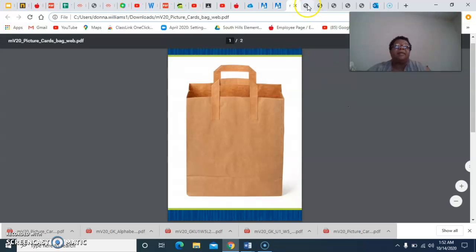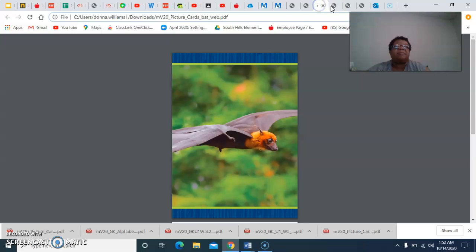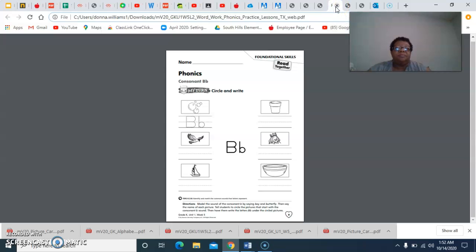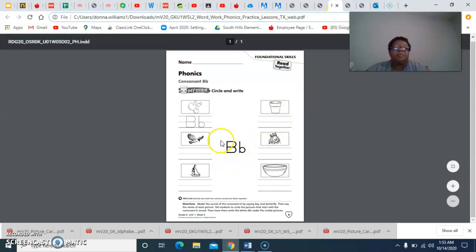Okay, next I have a sheet that has some pictures on it, and it's talking about the letter B, and letter B is a consonant. It says one sound. So our vowels say usually two sounds, and our consonants usually say one sound. So we have letter B, and we have the B sound. Here in the middle, we have the capital B and the lowercase b.